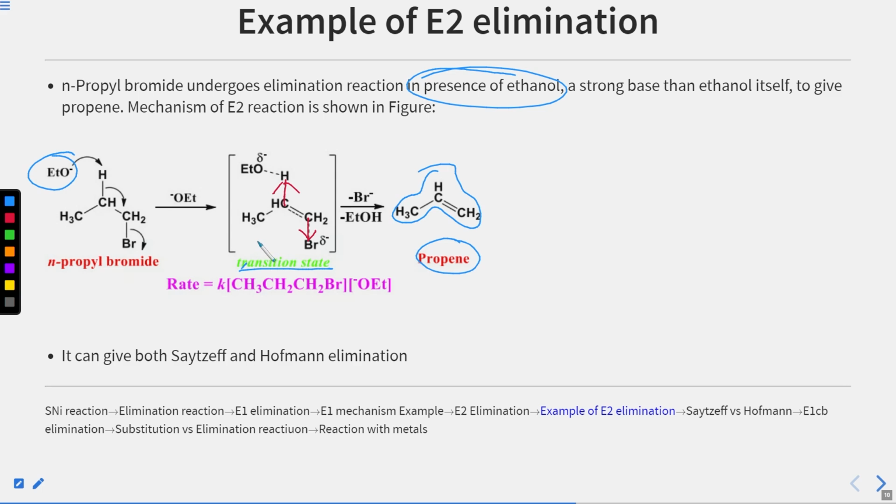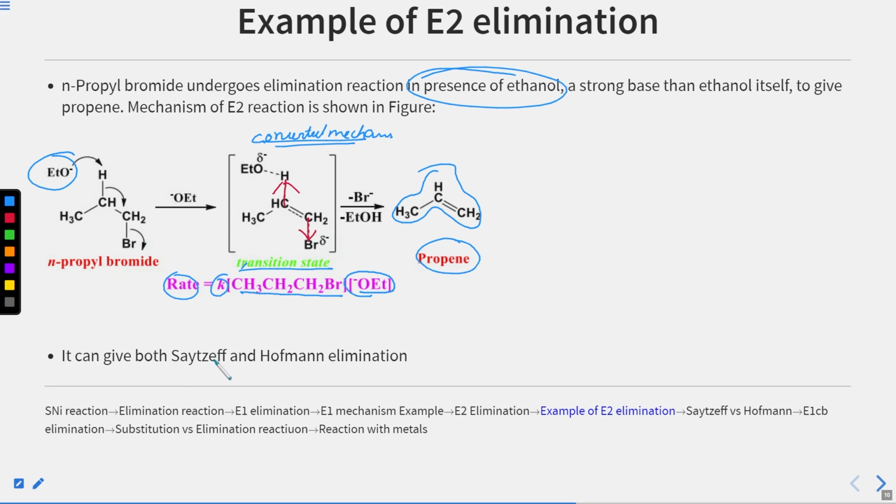So what's the difference here? You can see very clearly that it happens in a single step, a concerted mechanism, which is similar to your SN2 mechanism. Now, if you want to write the rate for it, then the rate is equal to k times the concentration of your alkyl halide and your base. Both concentrations are involved in the rate law because it is happening in a single step.